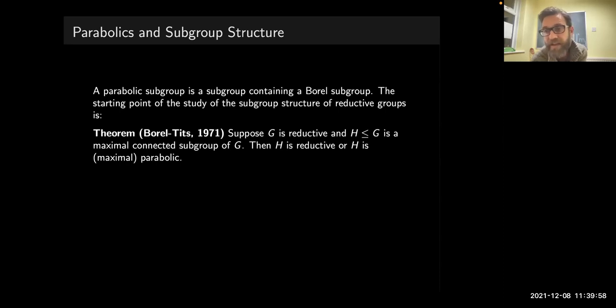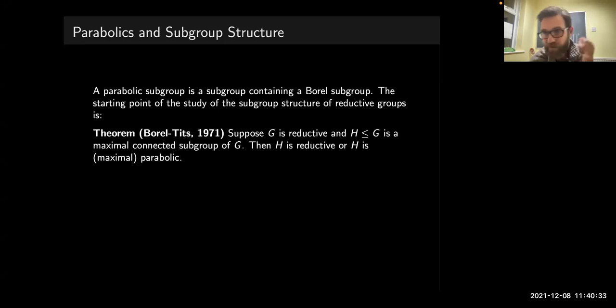So once you've written down what a Borel subgroup is, you think about the overgroups of Borel subgroups, you get parabolic subgroups, and this fundamental structural result of Borel and Tits says that in a reductive group, if you want to work down the lattice of connected subgroups, say, then what you need to do is think about maximal subgroups, and the maximal subgroups fall into two camps. They're either reductive groups themselves, or they are parabolic subgroups, they're maximal parabolic subgroups.